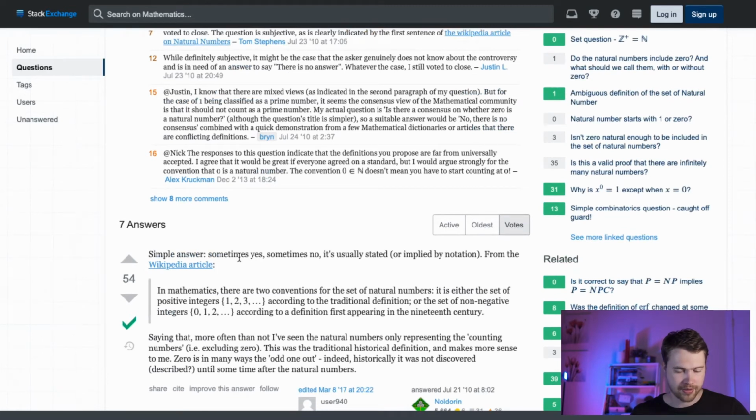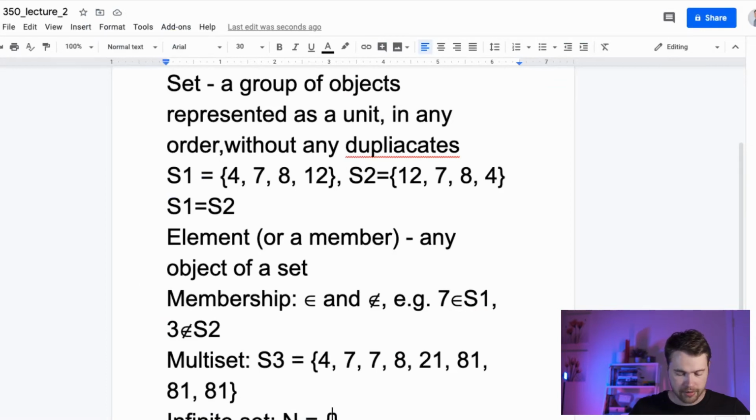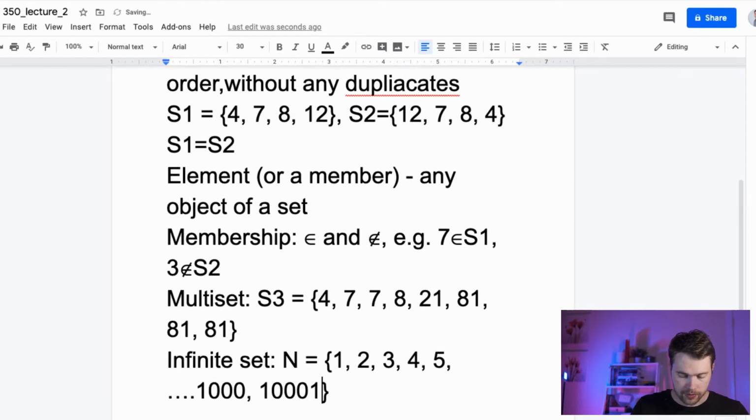Okay, so the simple answer is sometimes yes, sometimes no. Okay, whatever. So anyway, the set of natural numbers would be an infinite set, right? For example, let's say 0 is not there. 1, 2, 3, 4, 5, right? And then it just goes to infinity. I don't know, like 1000, and then 1001, and so on and so forth. So it's a completely infinite set. There is no border. There is no number after which you can say, okay, that's it. There is no natural number which is bigger than that.